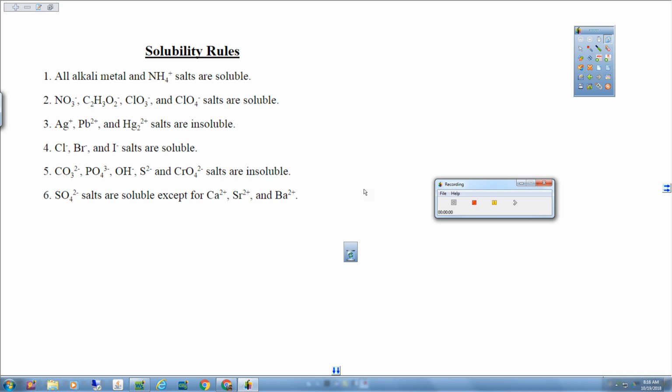First of all, we need to know what it means when something dissolves. These rules are all for metal, nonmetal compounds. That means there are pluses and minuses, and when they dissolve, they dissociate. The pluses and minuses separate, and the water hydrates them.